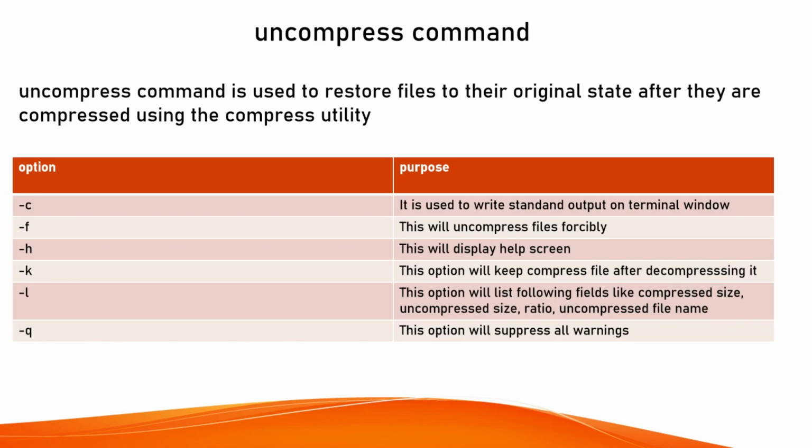So tomorrow if you want to know what options are available with the uncompress command, you use uncompress minus H, and it will give you the list of options which you can use with the uncompress command. Minus K, keep the compressed file after decompressing it. Minus L, it will display a list of fields like compressed size, uncompressed size, ratio of compression, and uncompressed file name. Minus Q is used to suppress all the warnings.